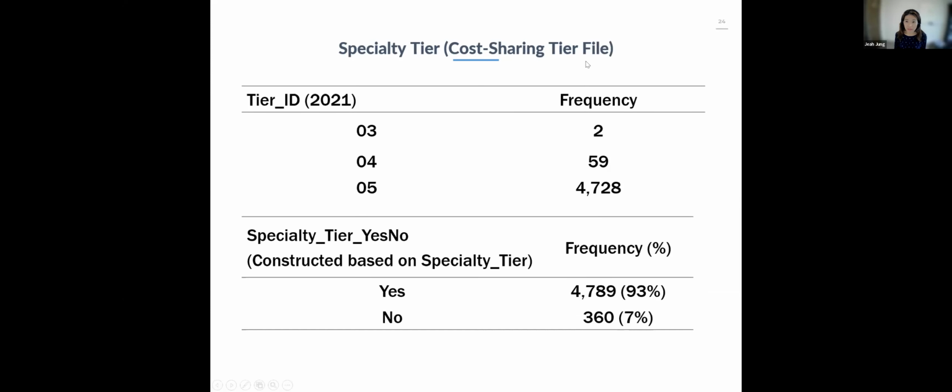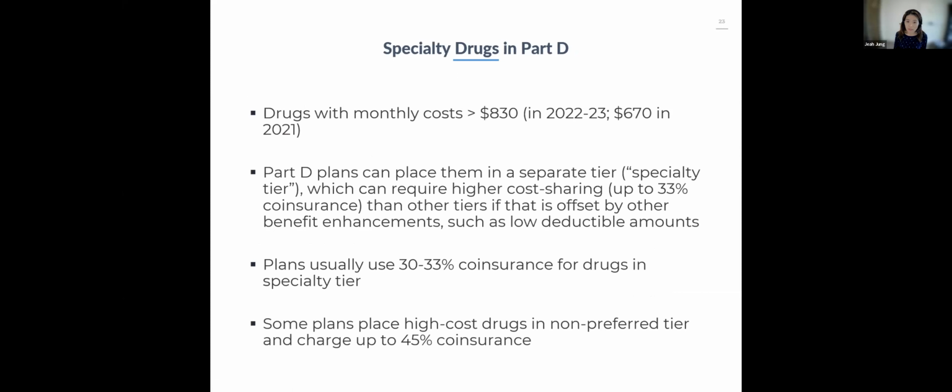Cost sharing tier. So the unit of record is a contract plan tier, and then it has, is this a specialty tier or not? So you can get which tier is a specialty tier. So what is then a specialty tier? Then you have to know what specialty drugs are. So specialty drugs are those that have monthly cost greater than $830. This is a total monthly cost, and not patient out-of-pocket spending. So if monthly total cost is greater than $830, then it's called specialty drugs.